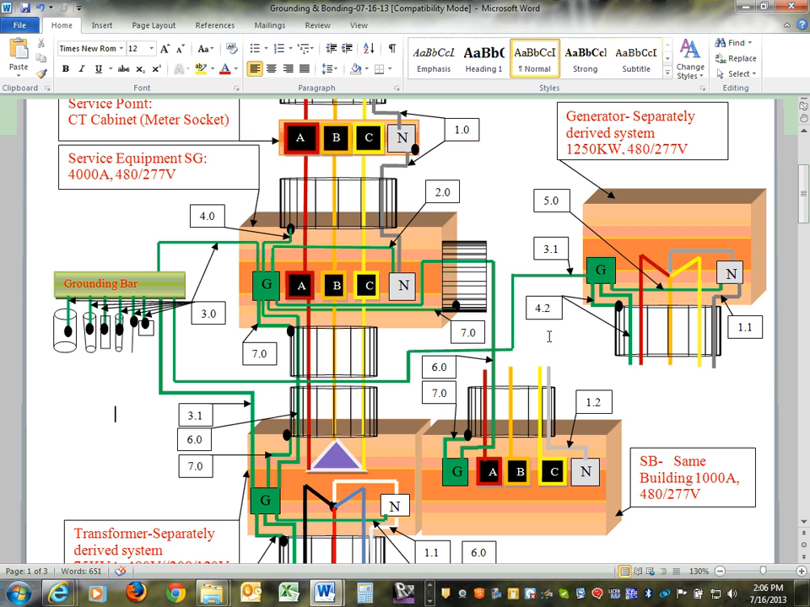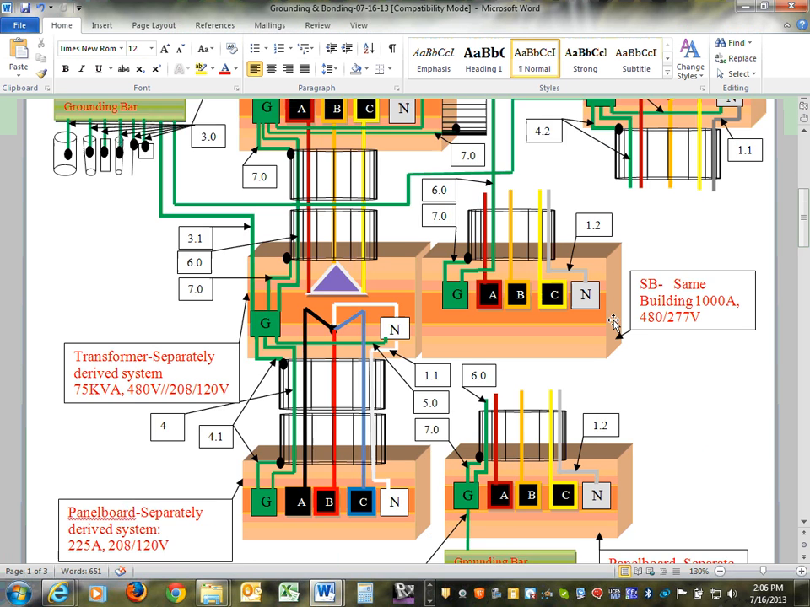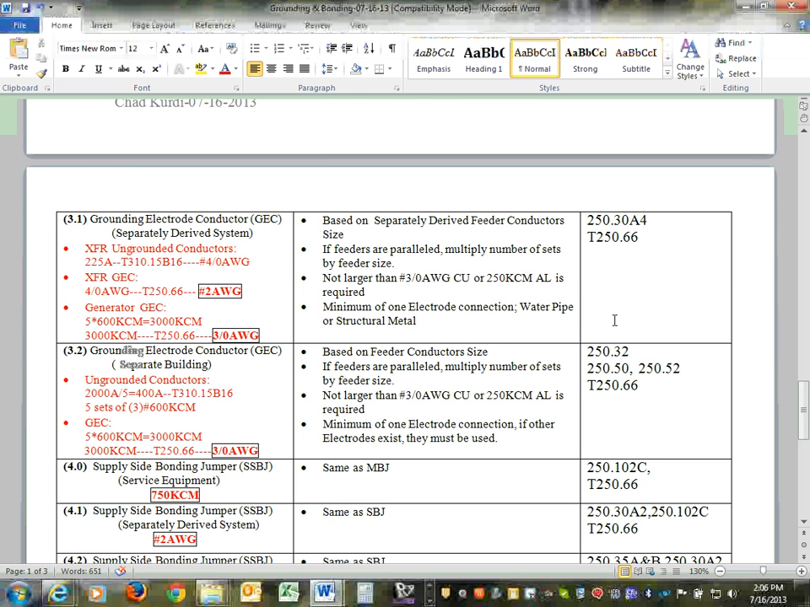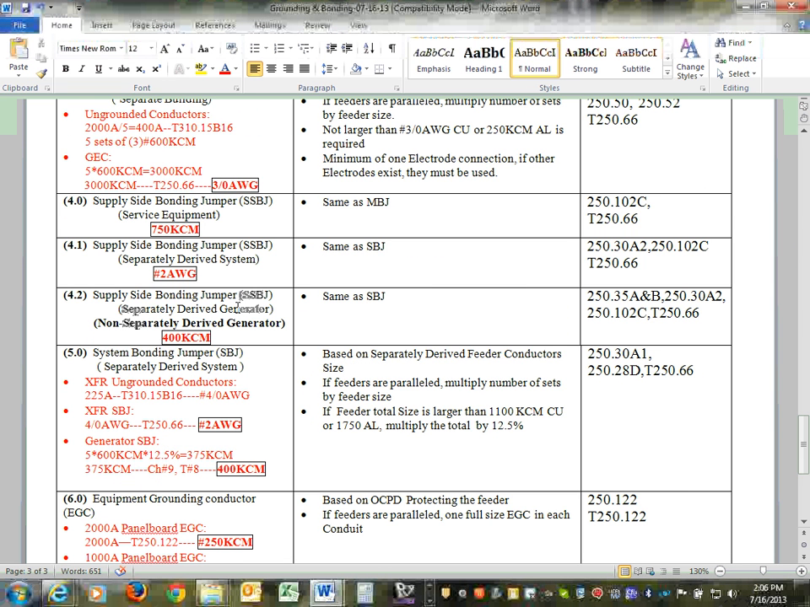The second thing you do is 4.2. Here, 4.2, if you guys go to 4.2, I call it the supply side bonding jumper in a separately derived system. I researched it, Dave. If your system is a non-separately derived system, that wire still continues to be a supply side bonding jumper. So it's called a non-separately derived generator or a separately derived generator.